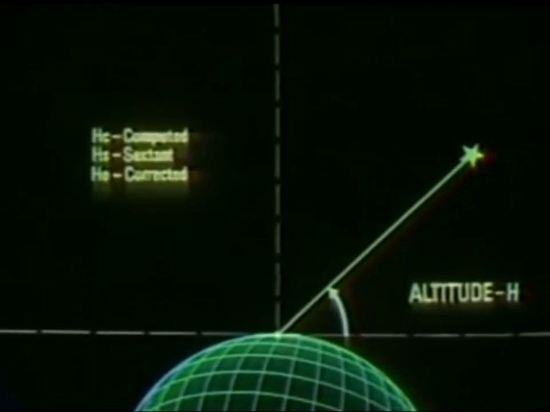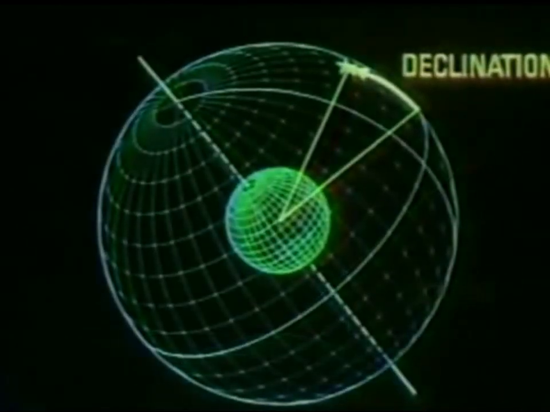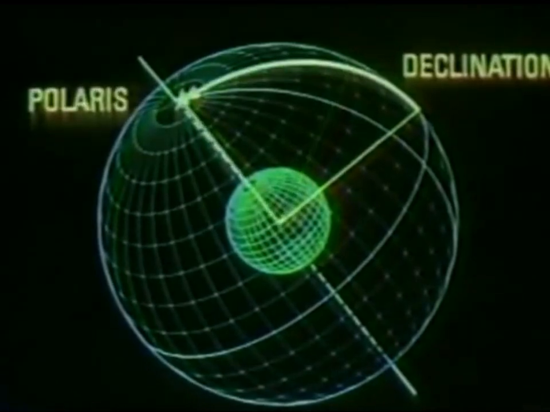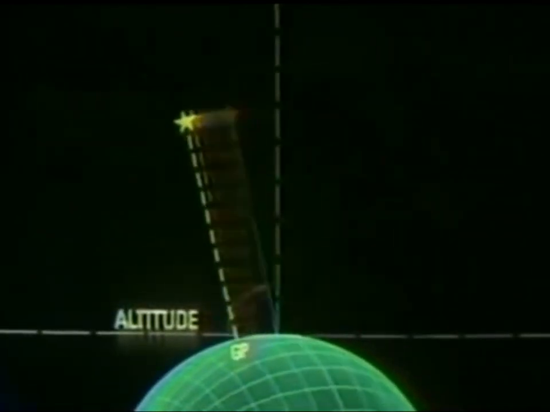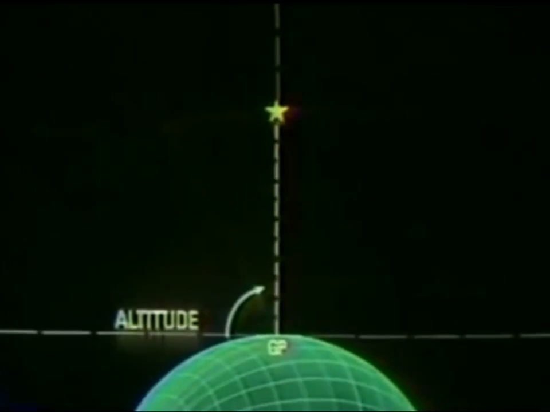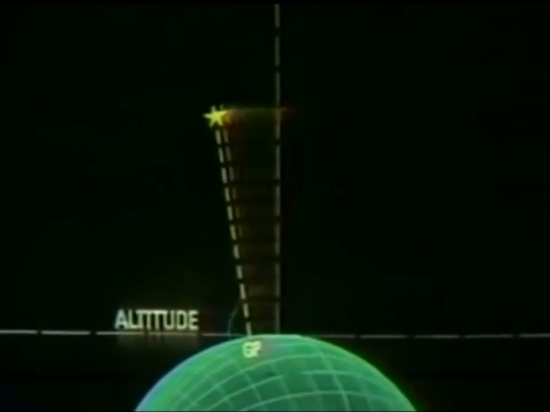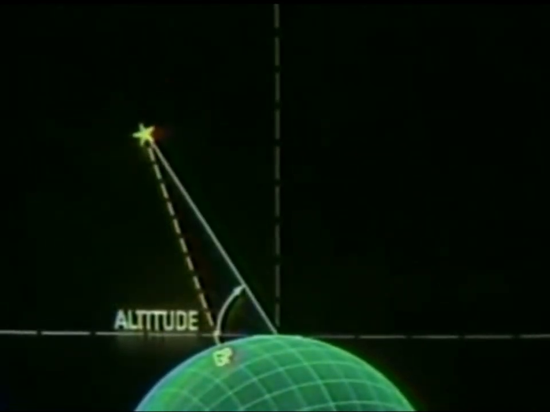It is easy to confuse altitude with declination, but remember, altitude is measured from your celestial horizon. Declination is measured from the celestial equator. For example, the declination of Polaris is approximately 90 degrees. But its altitude varies depending on your location on Earth. It stands to reason that the angle of altitude will always be less than 90 degrees unless the celestial body is directly overhead. The farther you move away from the GP of a body, the smaller the angle of altitude. The closer you come, the larger the angle.